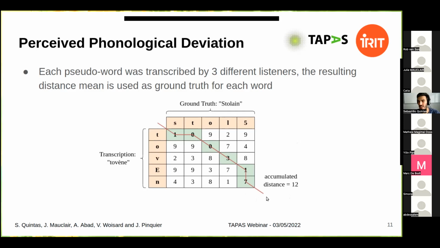So a shorter path per se, or a low value in the distance, corresponds to a high intelligibility word. It corresponds to a word that was transcribed very closely to the ground truth, and a high distance, for example, the one here, in which the words have nothing to do with each other, means a word that was not well perceived by the judges. And then, since we performed that 3 times, the mean of the 3 different judges corresponds to the ground truth for one of the words of the patients.